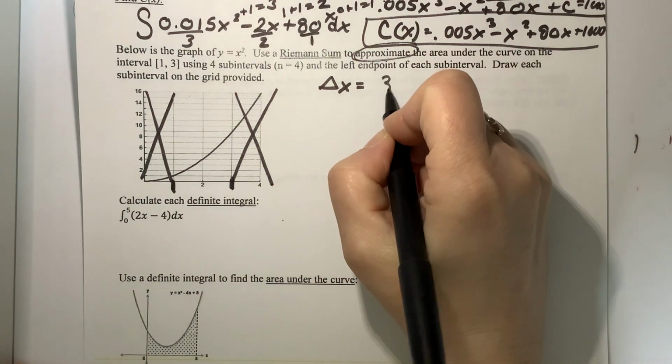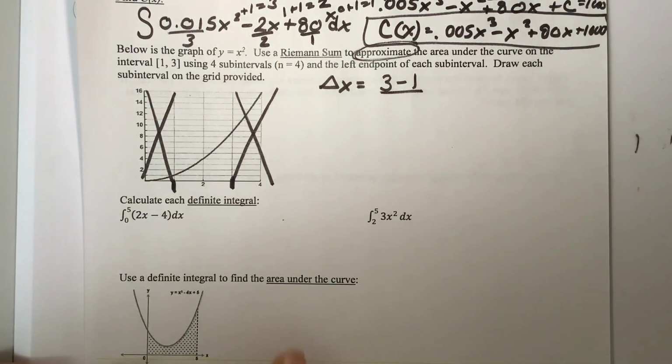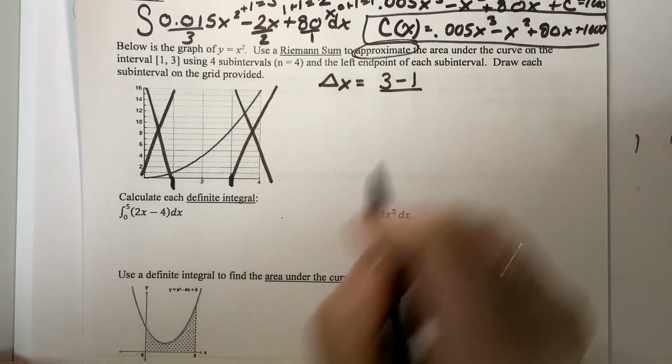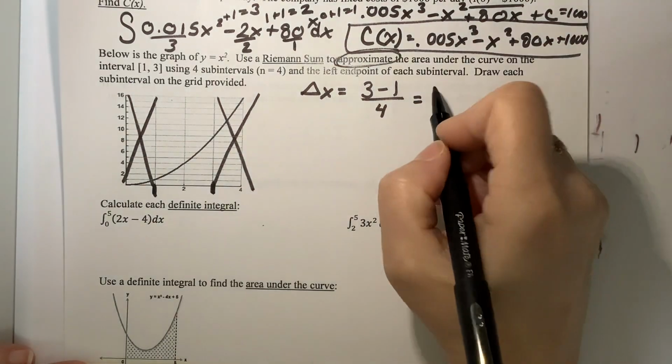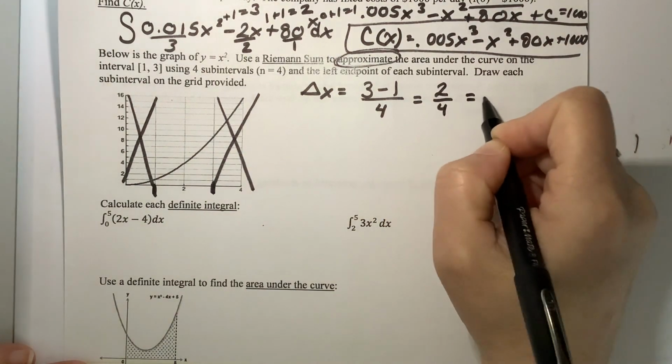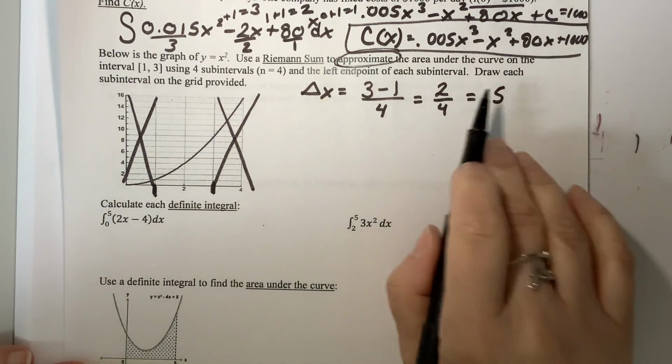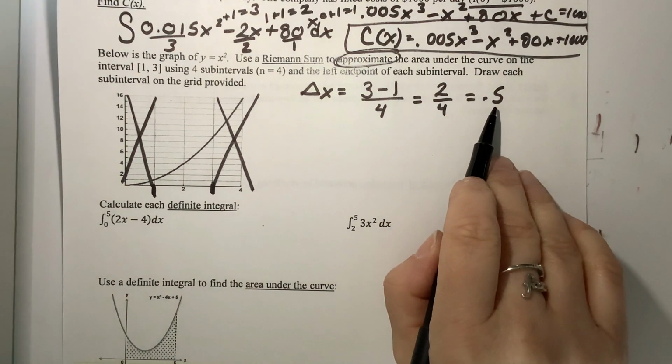The first thing we need to do then is calculate what's called delta x. Delta x, you take the largest x minus the smallest x, 3 minus 1, divided by the number of rectangles you want to create. 3 minus 1 is 2. 2 divided by 4 is 0.5. Now this tells you the width of every rectangle.